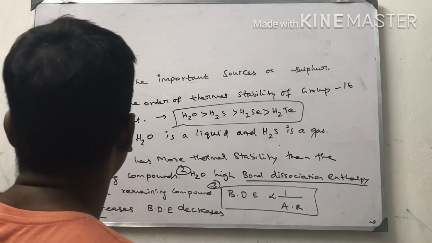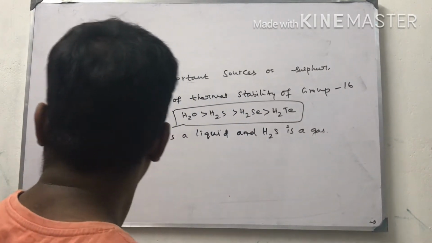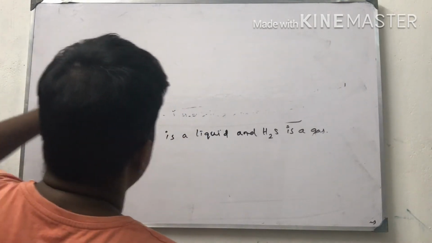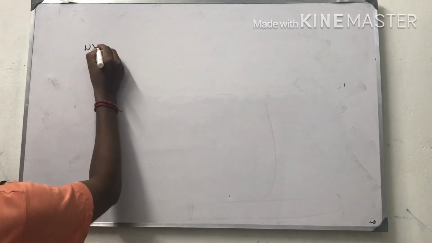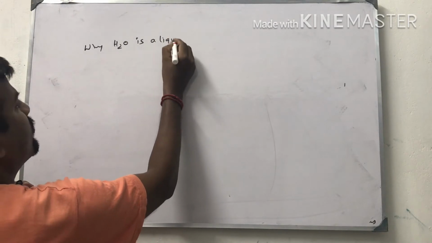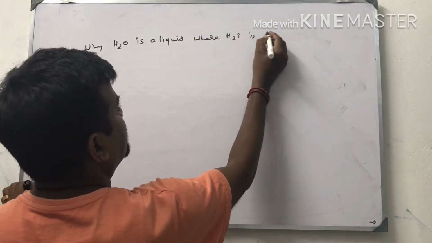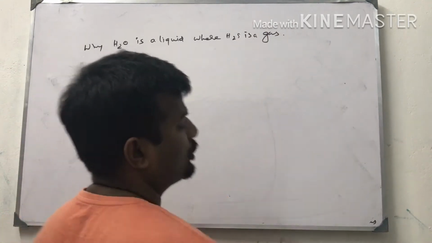Next question. Question number 4: why is H2O a liquid whereas H2S is a gas? One more question.